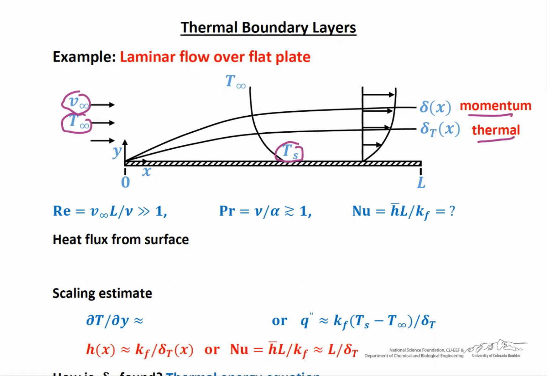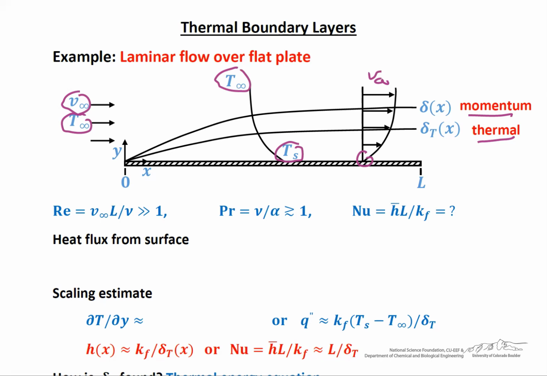In the momentum boundary layer, the velocity goes from 0 due to no slip on the surface of the plate up to V infinity outside the boundary layer. And there's both viscous effects and inertia important in the boundary layer. And then in the thermal boundary layer, the temperature goes from Ts at the surface down to T infinity outside the boundary layer. And both conduction and convection are important in the thermal boundary layer, which has thickness delta T.